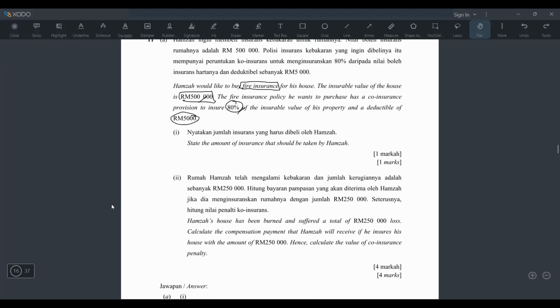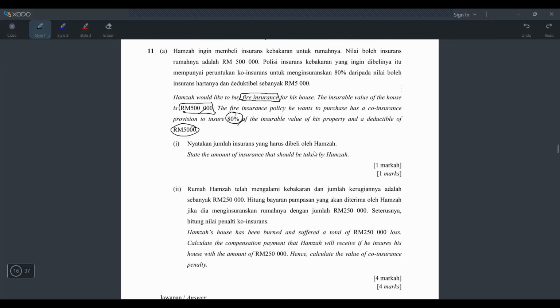Okay, now we look at the first question. State the amount of insurance that should be taken. It means required, must be bought. So how to get required? Just take the percentage, 80%, 0.8 times 500,000. Why do I write 0.8? Because 80% means 80 divided by 100. So 0.8, and then times this. So you get RM400,000. Let's just press the calculator to be safe. So 0.8 times 5.